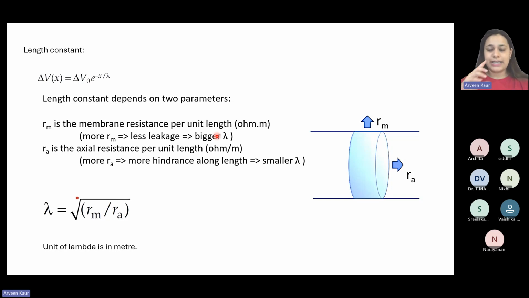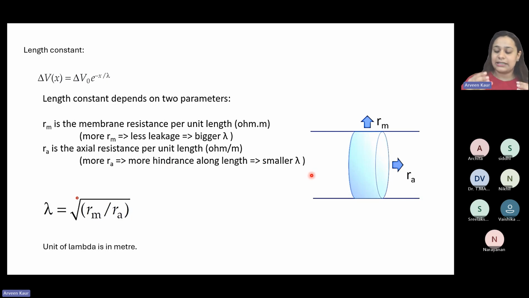So Rm is directly proportional to length constant, right? More the Rm, more the length constant. While in case of axial resistance per unit length, which is ohm by m, if there is more Ra, there will be more hindrance along the length and the lambda will be smaller, right?